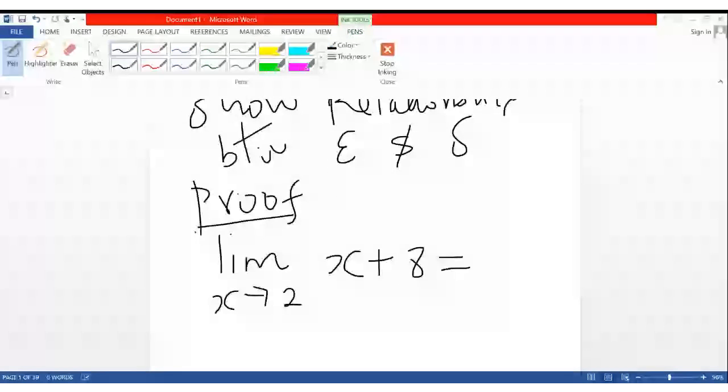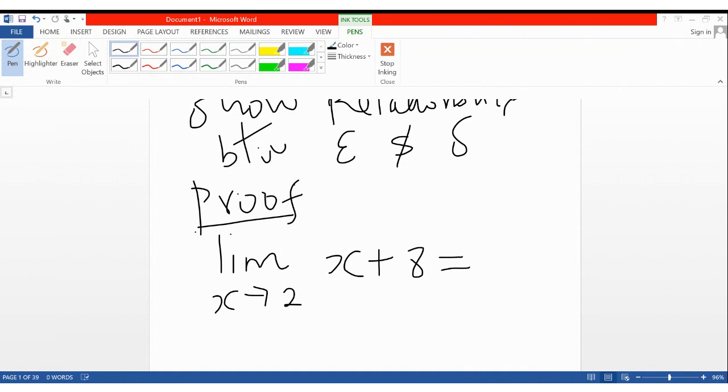Kimani, what do you think the answer will be? The limit as x approaches 2 of x plus 8. What do you think the answer will be? We just replace where there's an x with 2. Okay, sawa. Kimani? Sawa. That's correct. 10.